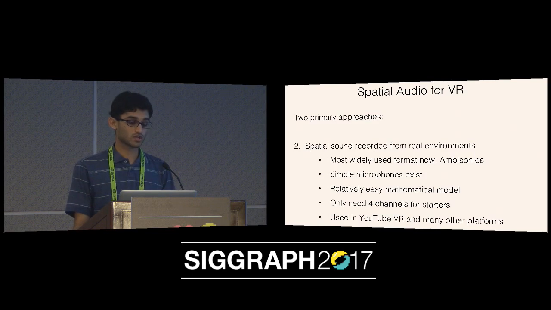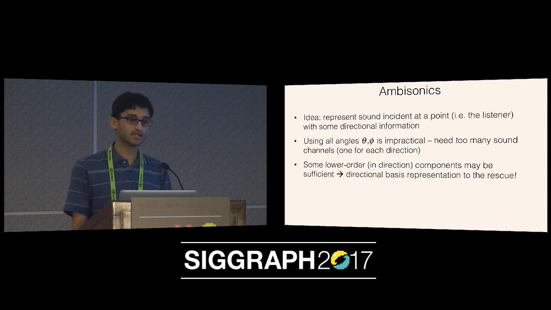Instead, what we're going to do is turn to a format called ambisonics, which is the most widely used format today for spatial audio. The basic idea behind ambisonics is that you want to represent the sound at a single point, in this case the listener, with some amount of directional information.